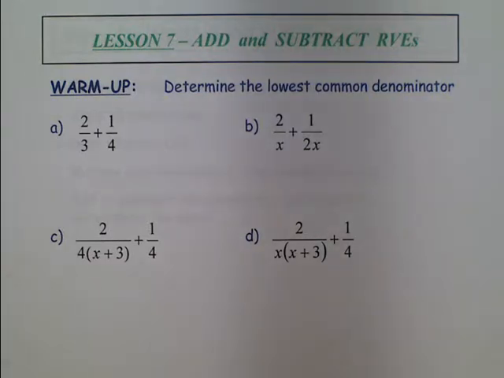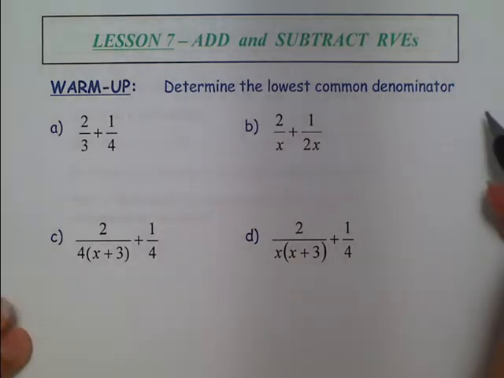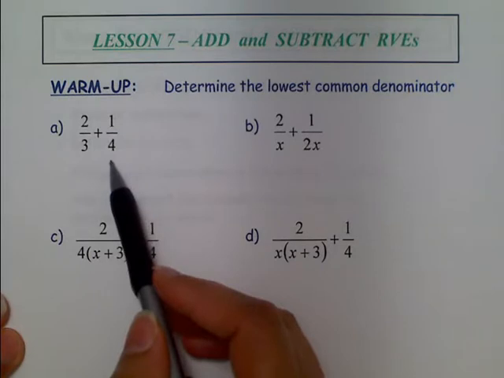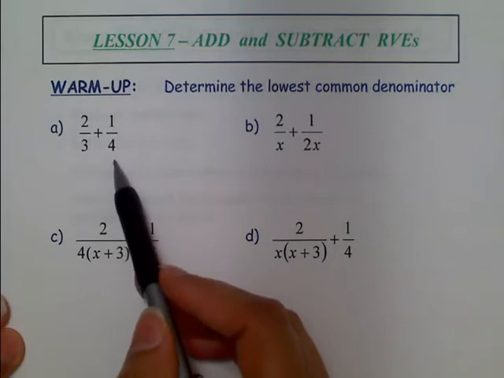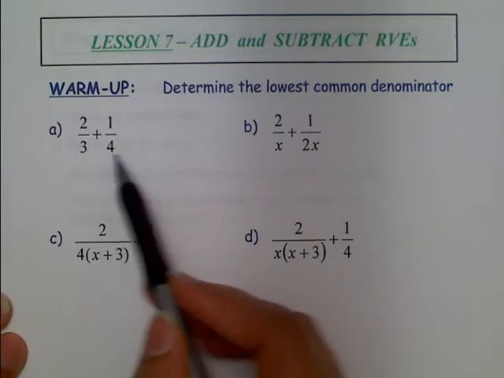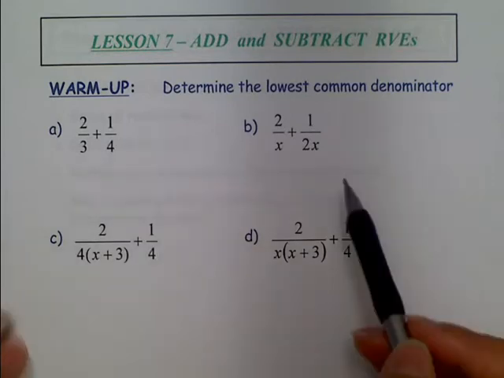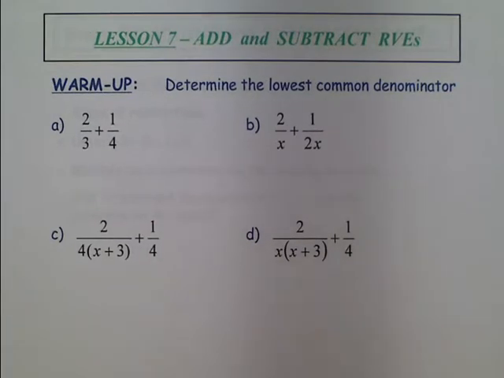Lesson 7, Add and Subtract RVEs. For the warm-up, we're going to determine the lowest common denominator. The reason why we're going to look at that is because we will be looking at adding and subtracting. Whether we look at fractions or whether we look at RVEs, we do need to look at finding the lowest common denominator first.